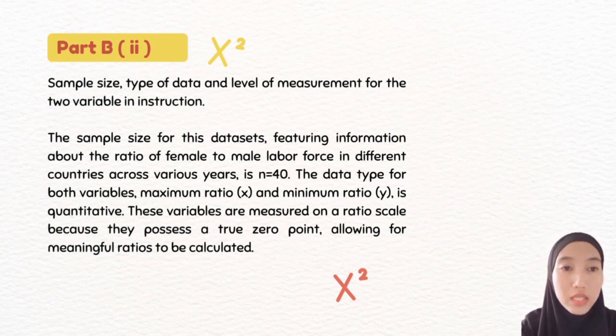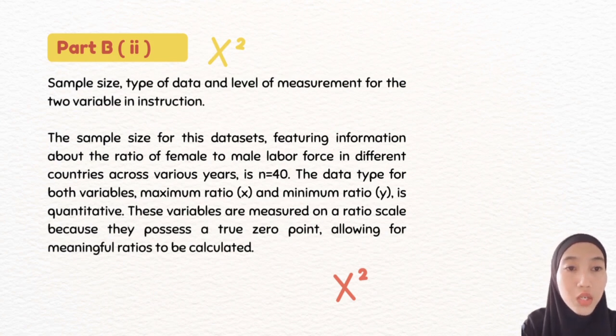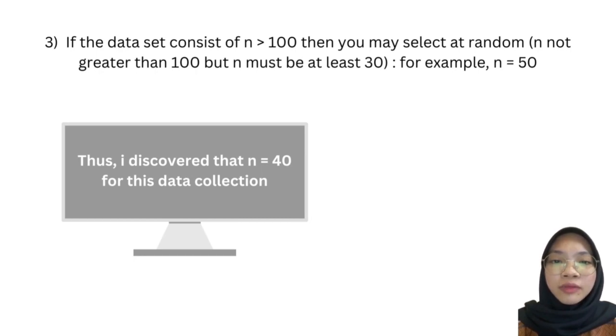The sample size for this data set, featuring information about the ratio of female to male labor force in different countries across various years, is n equal to 40. The data type for both variables, maximum ratio x and minimum ratio y, is quantitative. These variables are measured on a ratio scale because they possess a true zero point, allowing for meaningful ratios to be calculated. If the data set consists of n above 100, then you may select at random n not greater than 100, but n must be at least 30, for example n equal 50. Thus, I found that n equal 40 for this data collection.